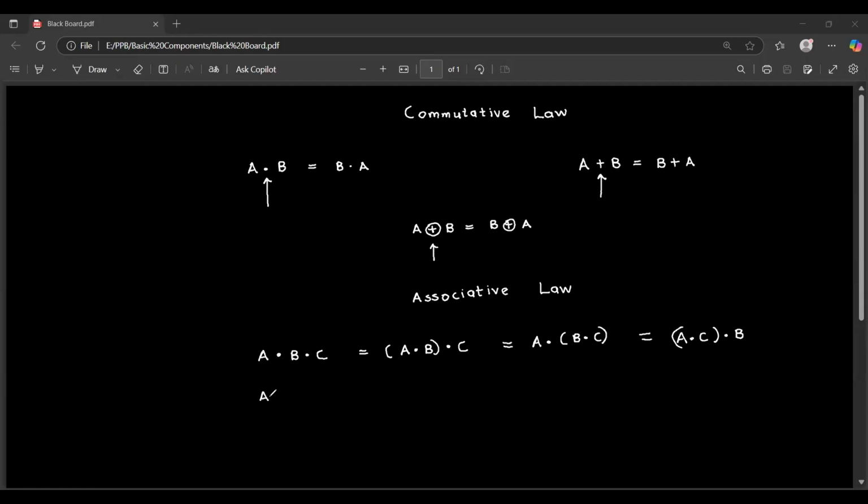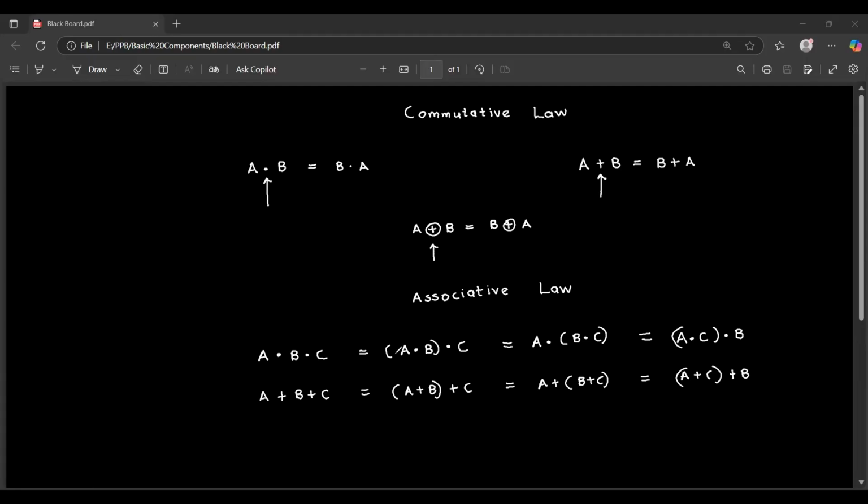Similarly, you can do it for A plus B plus C. It's the same for that also. So you can say (A plus B) plus C, or you can say A plus (B plus C), or you can say A plus C plus B. So you can simplify the equation in any order.